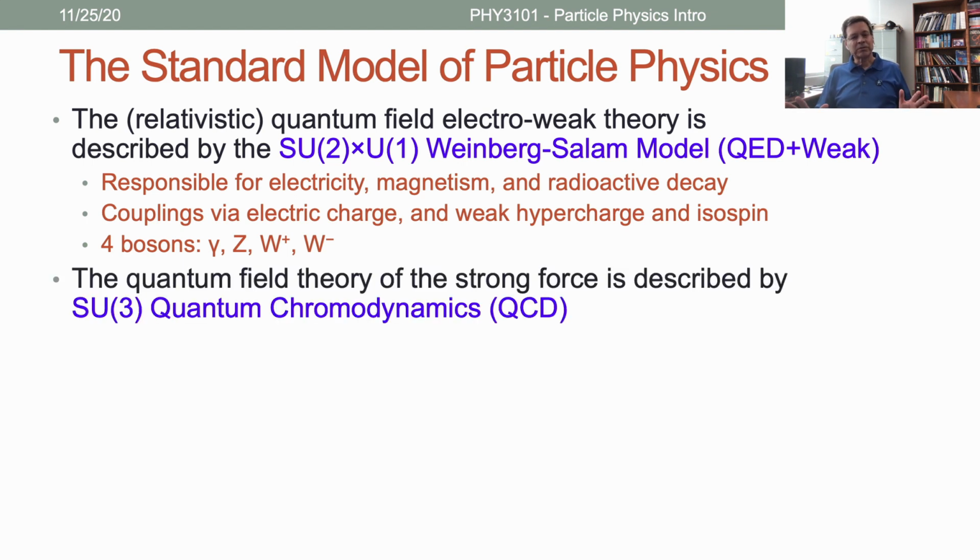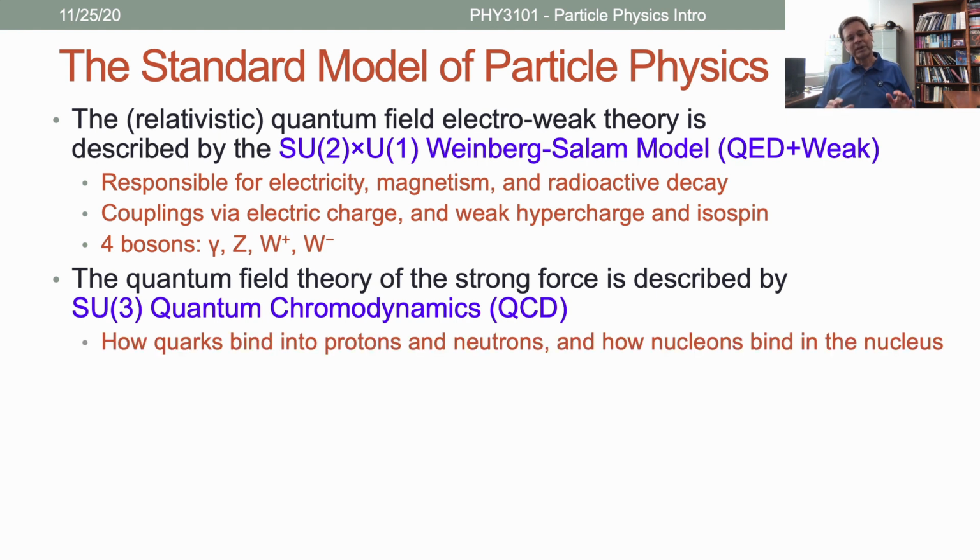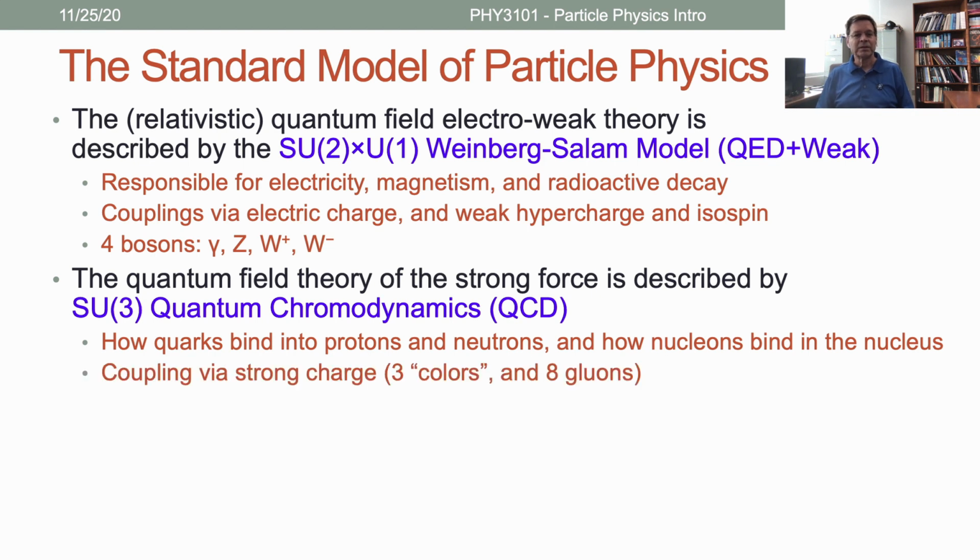There's also the strong force, which has a separate theory, which is known as quantum chromodynamics, QCD, and has a certain group structure, SU(3). And it's basically describing how quarks bind into protons and neutrons, and also how the nucleons themselves bind inside the nucleus. And the coupling in this theory is via essentially a strong charge, not an electric charge. So we'll say strong charge, but it actually comes in three types, which are known as colors, three colors.